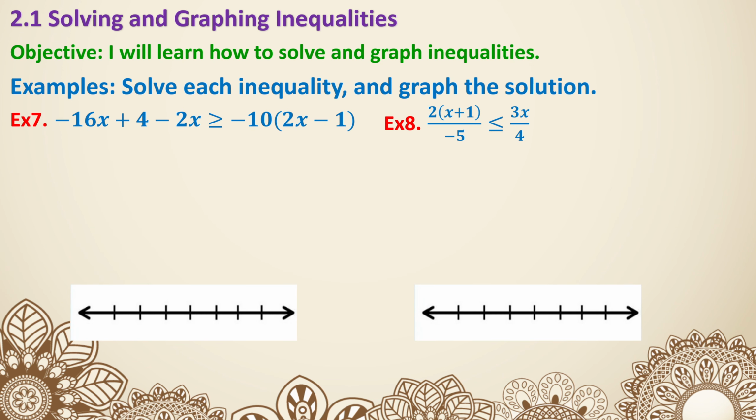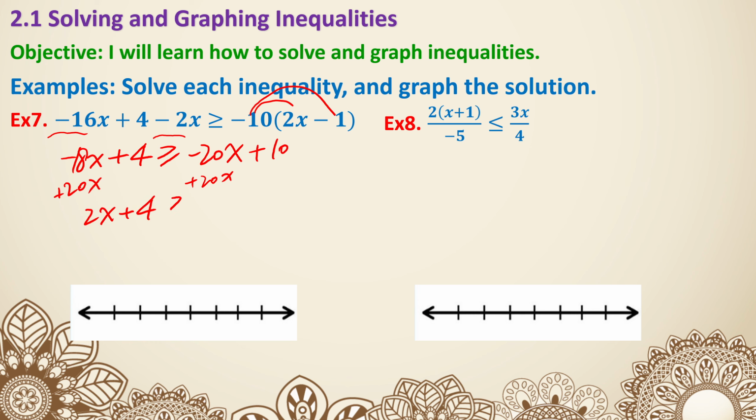Next, number 7. This is getting a bit more complicated. So first, we see the parentheses. We are going to need to distribute first. On the left side, we can combine like terms. So negative 18x plus 4 is greater than or equal to negative 20x. Negative 10 times negative 1 is a positive 10. We're going to add 20x on both sides. So we get 2x plus 4 is greater than or equal to, that is gone, 10. Minus 4 on both sides, 2x is greater than or equal to 6, divide both sides by 2, x is greater than or equal to 3.